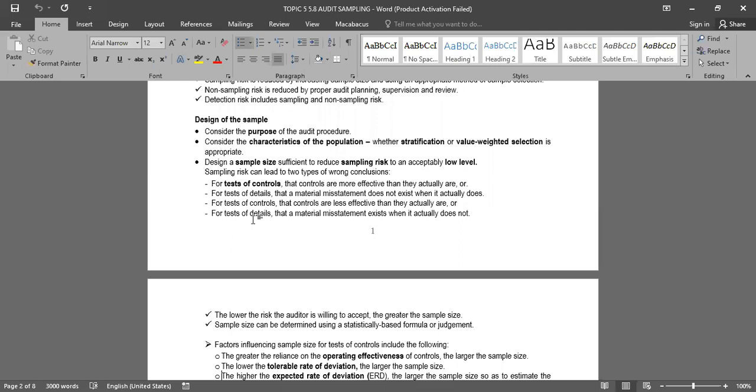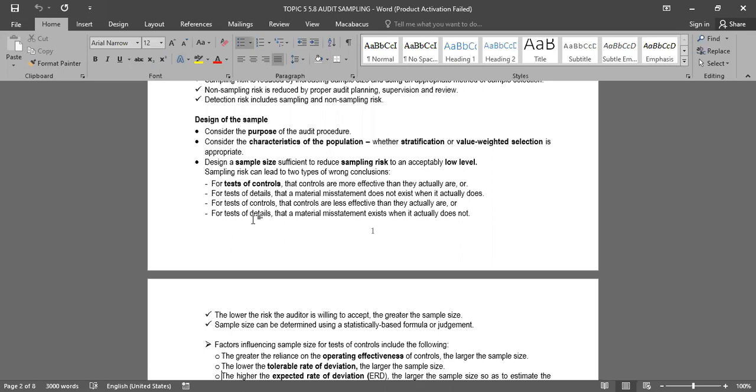When you make a sample and it's wrong, or for some reason it's not the right one, if you perform a test of controls, you may end up saying that the controls are working effectively, yet it's not true. Then the next one, which is substantive tests, what you call a test of detail. Here, if you have a small sample and you end up with material misstatements that do not exist, or that actually exist, then there will be a sampling risk.